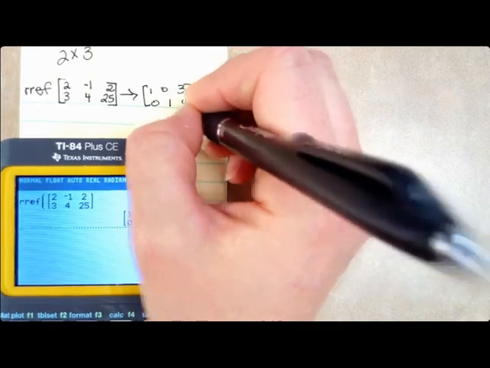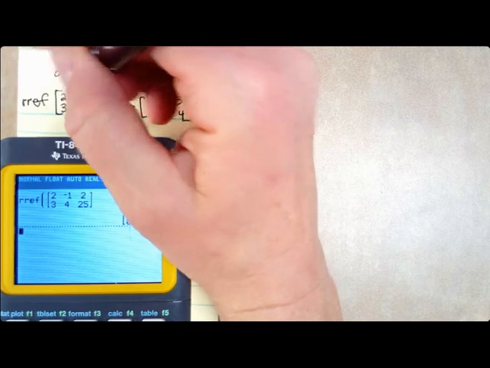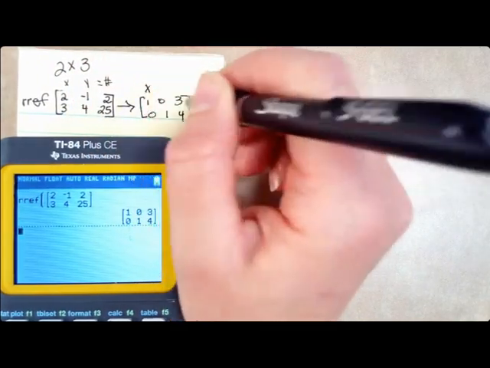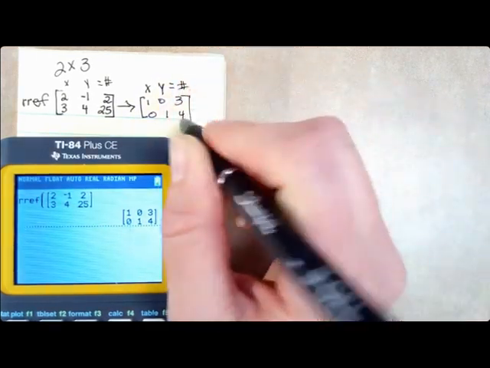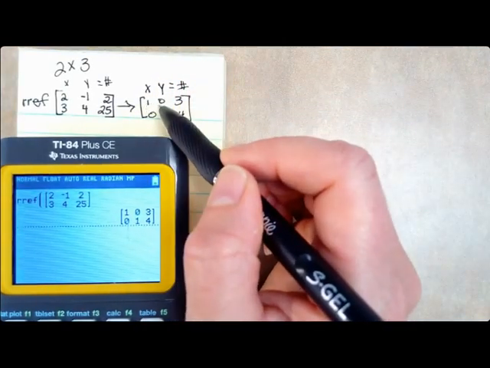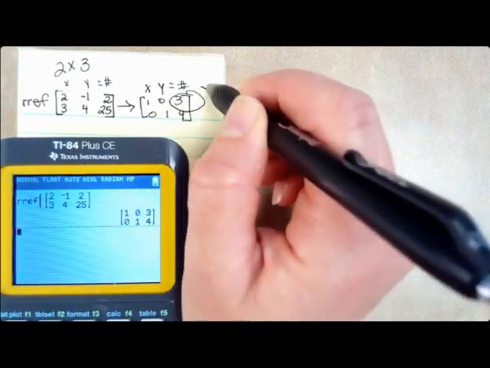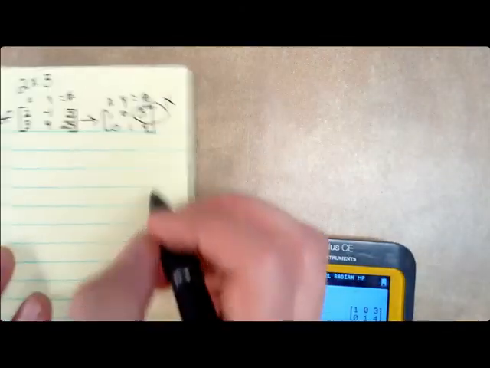And it comes out as 1, 0, 3, 0, 1, 4. So because this is written in X, Y equals some number, it's going to be the same thing. It's like 1x plus 0y equals 3. So 3 is the X value. X equals 3. And so Y equals 4.